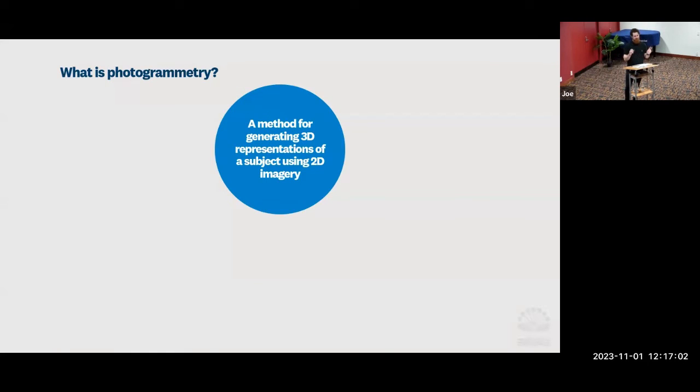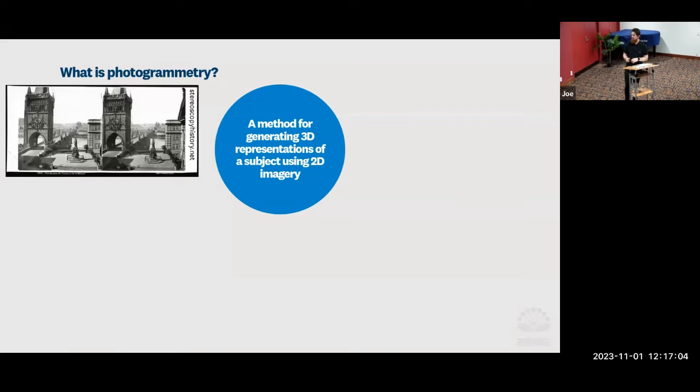An early form of photogrammetry that people might recognize is stereo pairs, stereo imagery, where you're taking two slightly offset 2D images and viewing them through a stereoscope to get a 3D facsimile of whatever image you're viewing. This is a version of photogrammetry in a way. We're taking 2D images and creating a 3D representation.